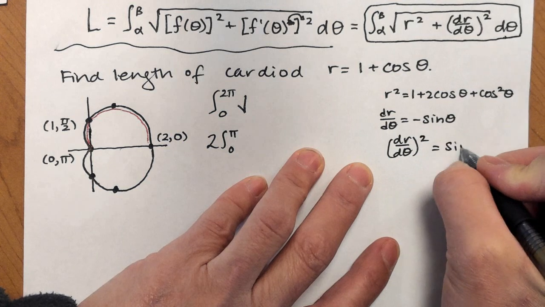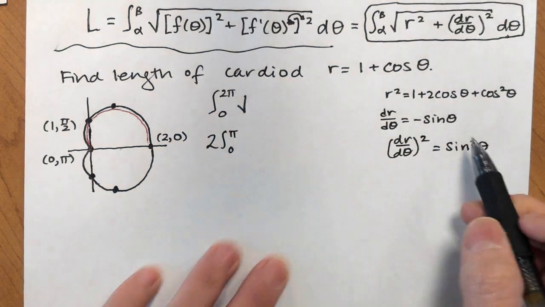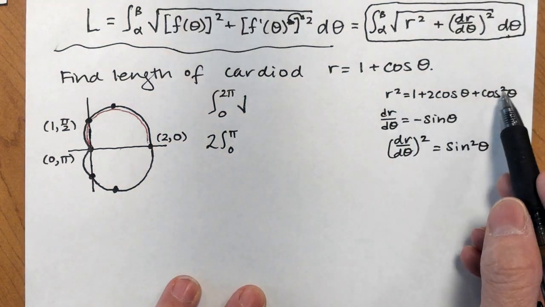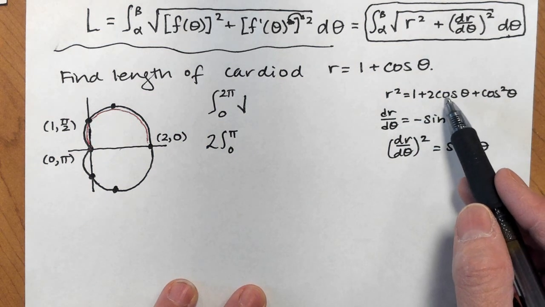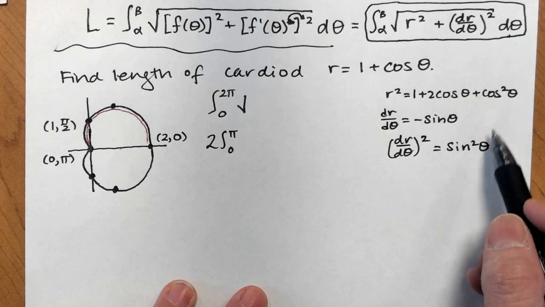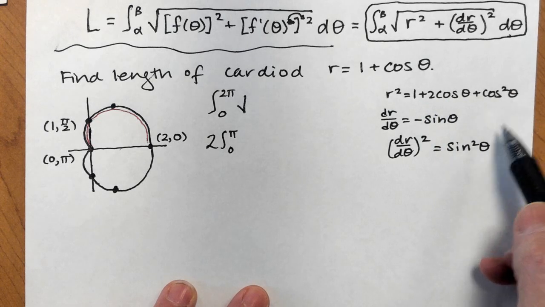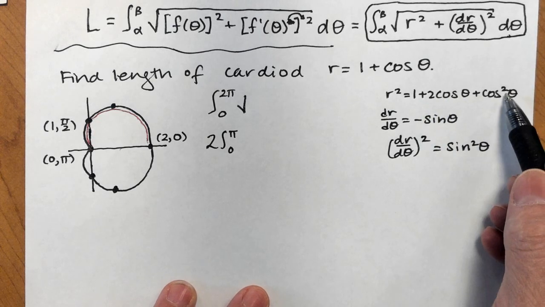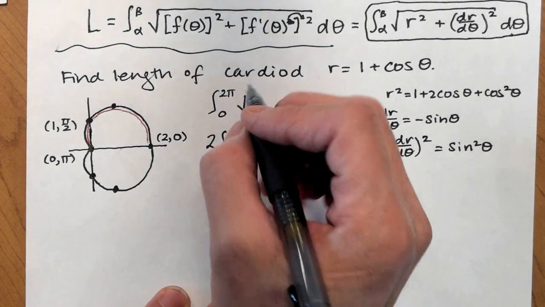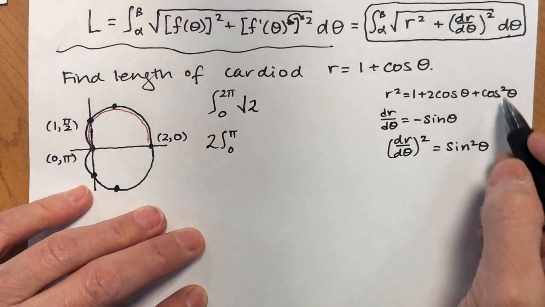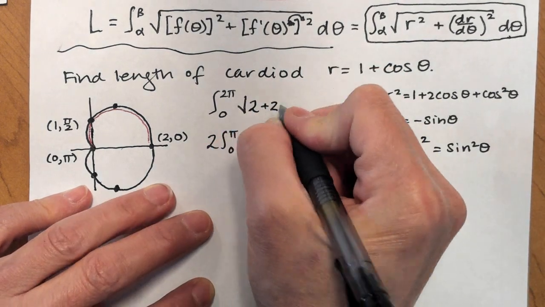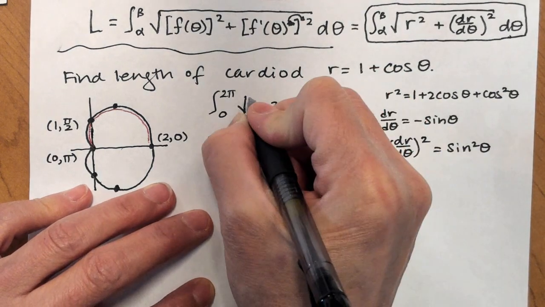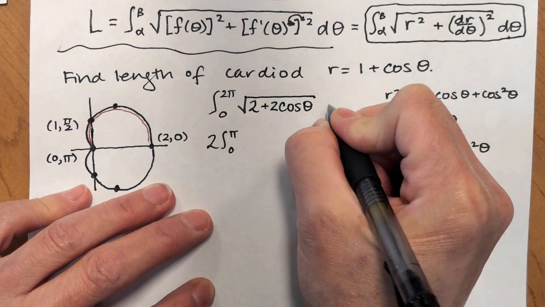is sine squared theta. So now, if I add r squared plus dr d theta squared, I'm going to get 1 plus 2 cosine theta plus cosine squared plus sine squared. Cosine squared plus sine squared is 1, plus that 1. So this is going to be 2. That gives me 1 plus 1 is 2, plus 2 cosine theta, d theta.